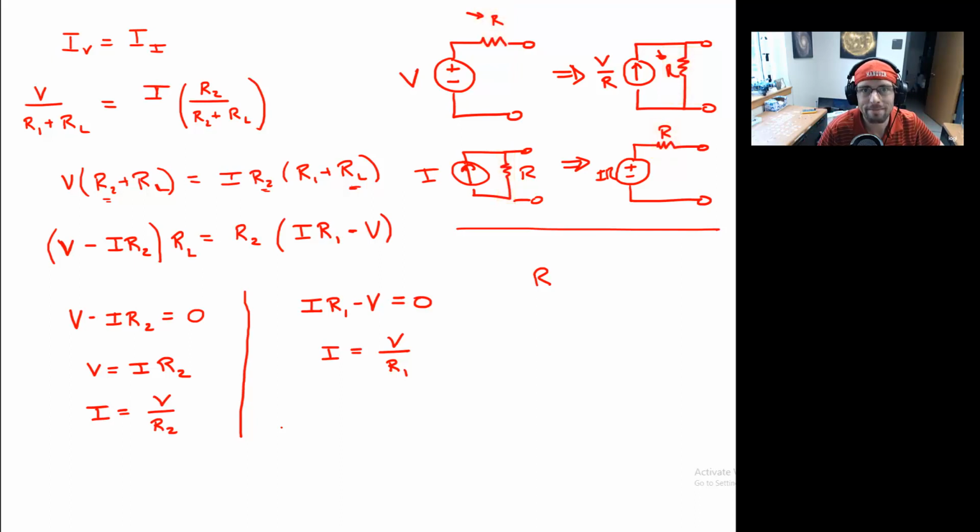Okay? Well, let's get some practical ideas on this. How can we use this to help simplify stuff? So the first part is, what's the source transformation? We now have that. Now let's see if we can take advantage of it.